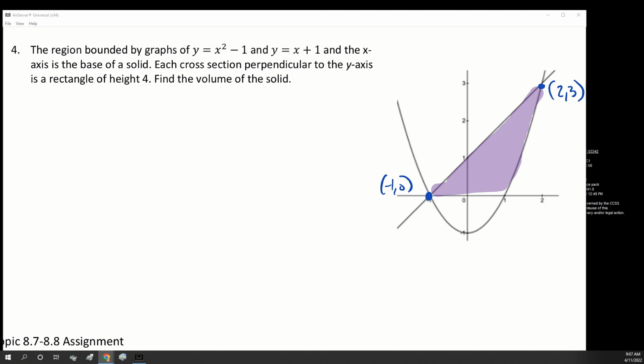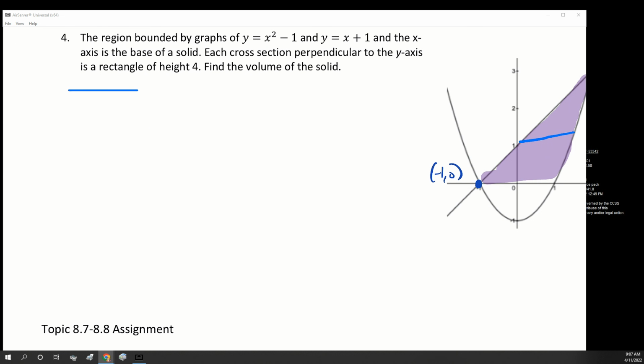But this time we're perpendicular to the y-axis. And this is the first time we've talked about rectangles. The rectangles are actually way easier, but it confused some people last period. So each cross section perpendicular to the y-axis is a rectangle with a height of 4. So before I worry about what that base is, I already know the height is 4 on every rectangle that we're doing.